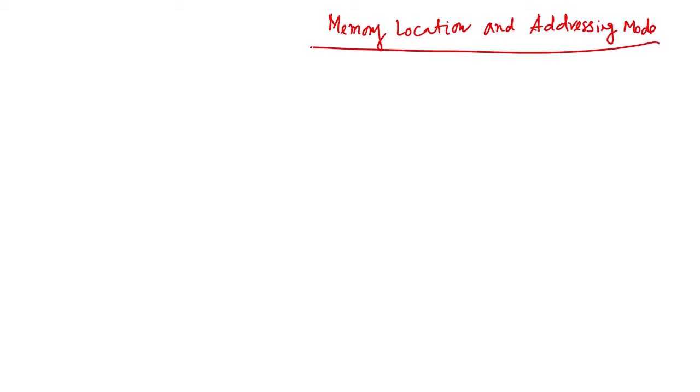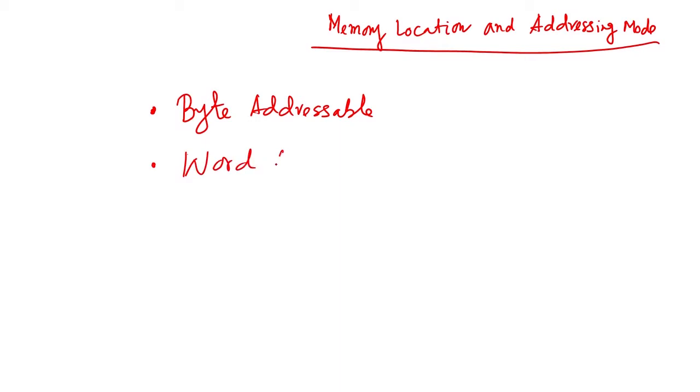Okay. So, earlier also I told that a computer processes information or bits in a group. That group is called a word, and the length of the group is called the word length, as we said. There are two terms, one is called byte addressable and something called word addressable.